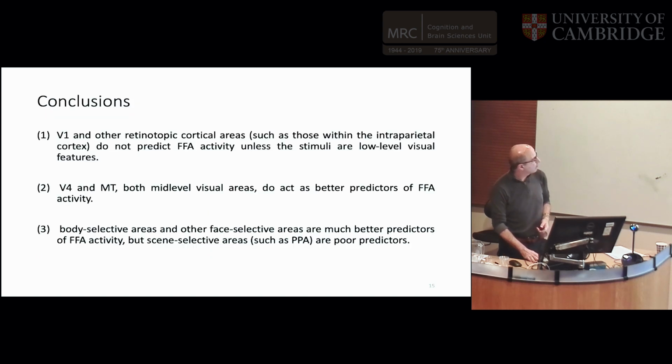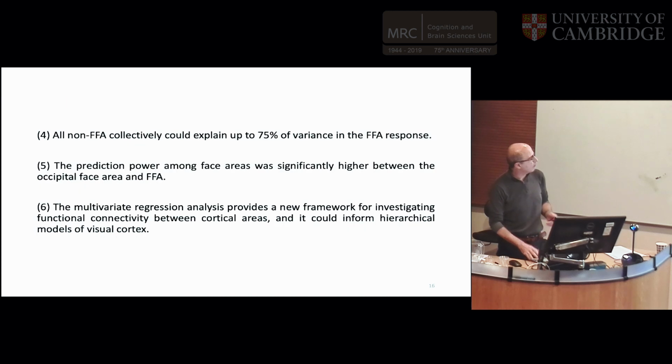So I can skip the conclusions except for one thing. If we make a regression model and we include all the areas except FFA, and then try to predict the mean activity in FFA, all non-FFA areas collectively can explain up to 75% of variance in the FFA response, which is a quite large amount of explanation power.